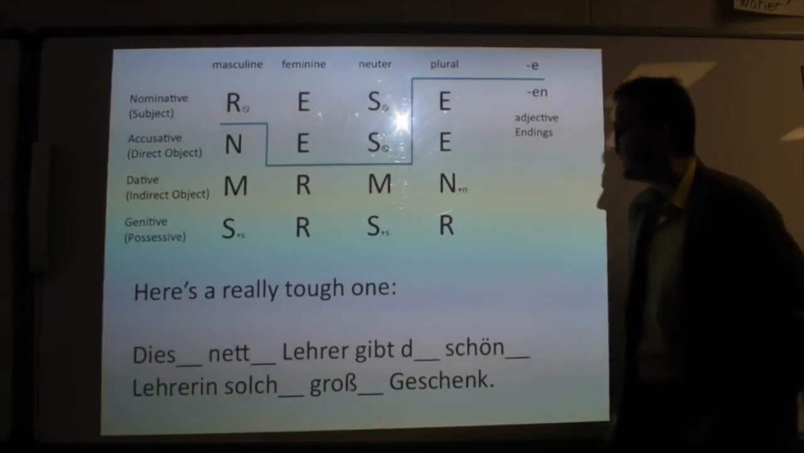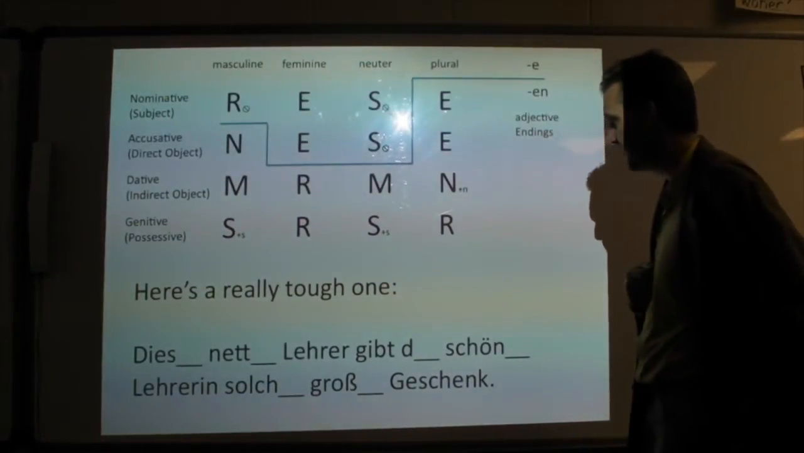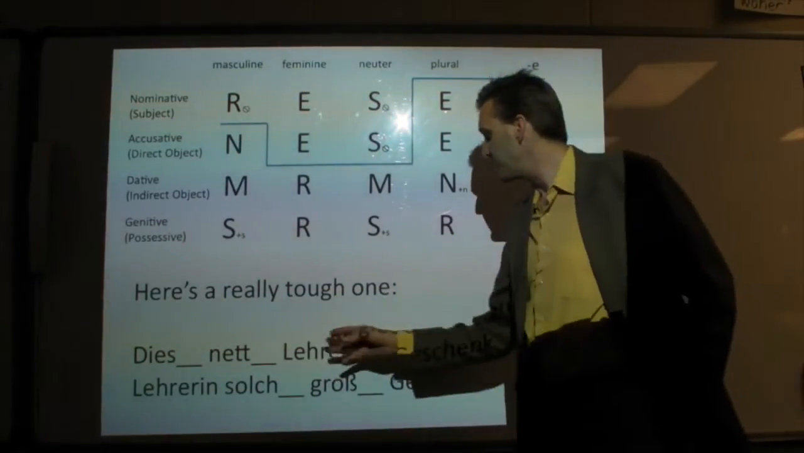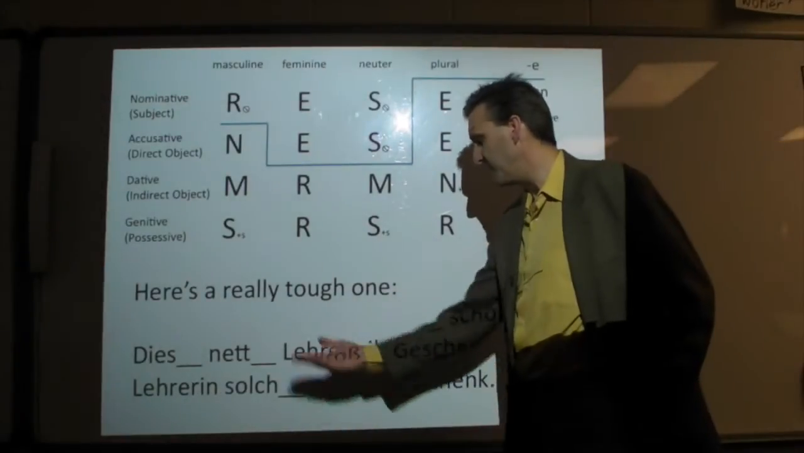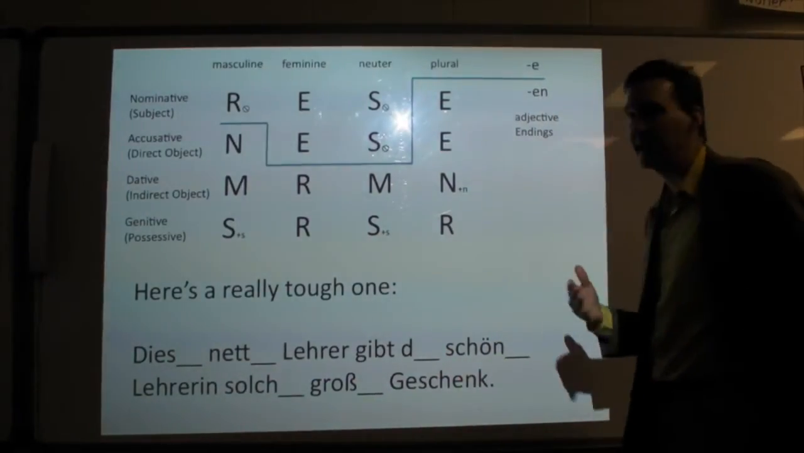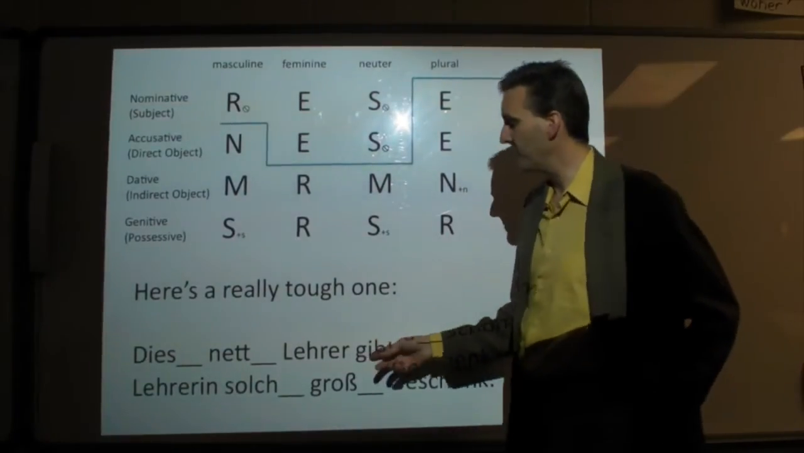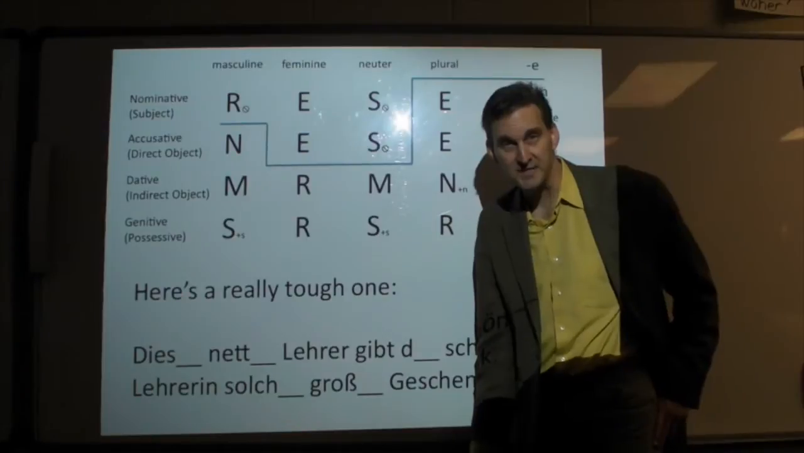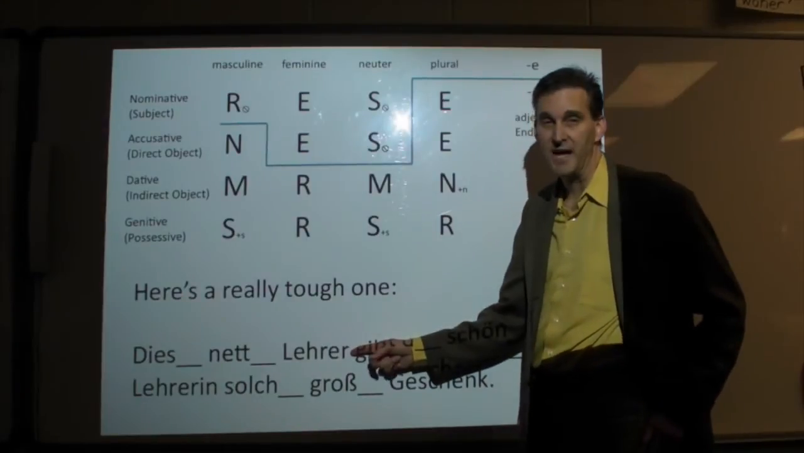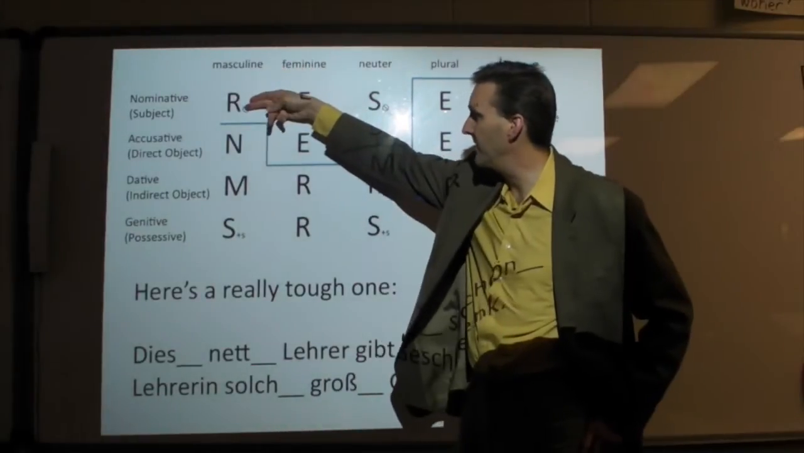There we go. Ooh, now a tough one. Alright, let's see if we can tackle this one. This nice teacher gives the pretty teacher, female teacher, such a big present. Wow, that's quite a sentence there. Let's start with the first one. We know that this nice teacher is the subject, masculine, since we have the masculine form of teacher here. Okay, so masculine subject, we have an R.